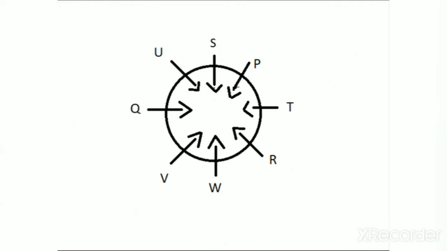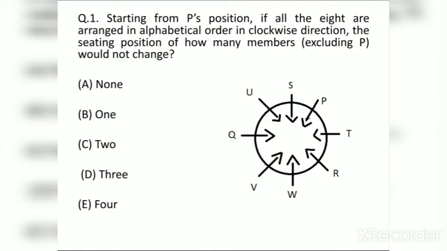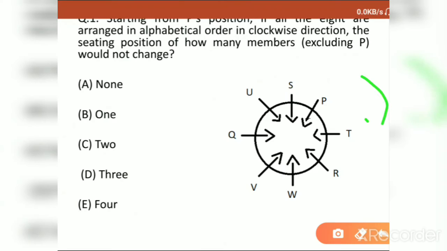Okay, next, as we solve the figure, we are going to answer the questions now. Let's see the first question. Starting from P's position, if all the members are arranged in alphabetic order in clockwise direction, you have to arrange all the elements in alphabetical order. So the seating position of how many members would not change? When compared to the arrangement now, which elements do not change the seating?